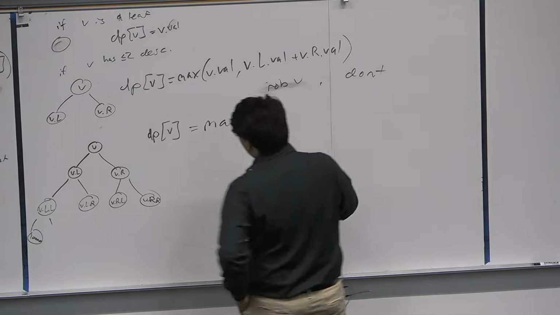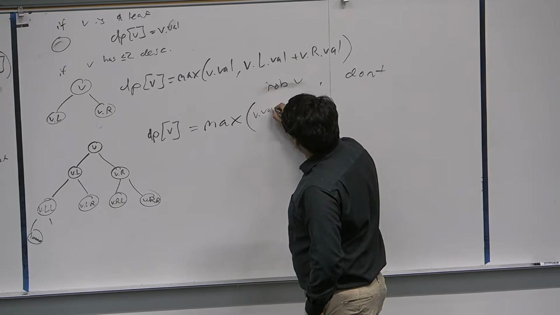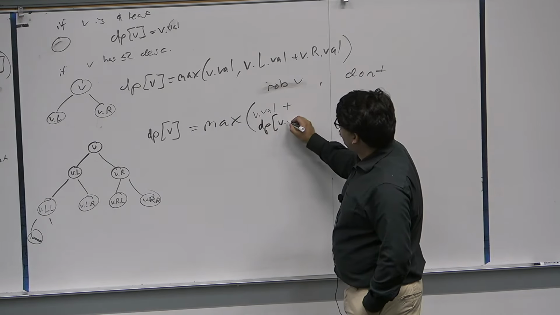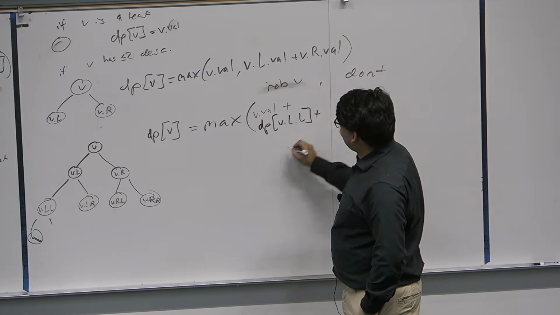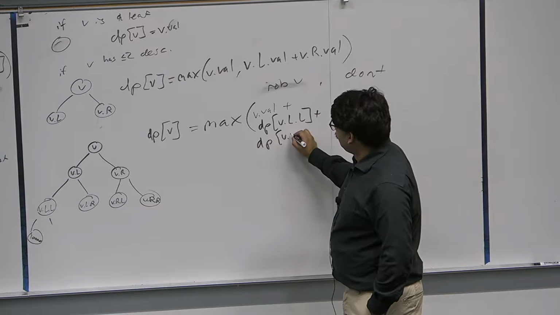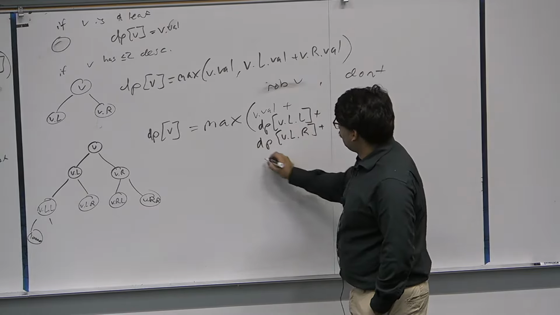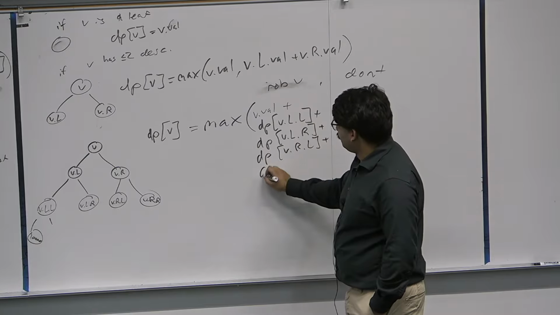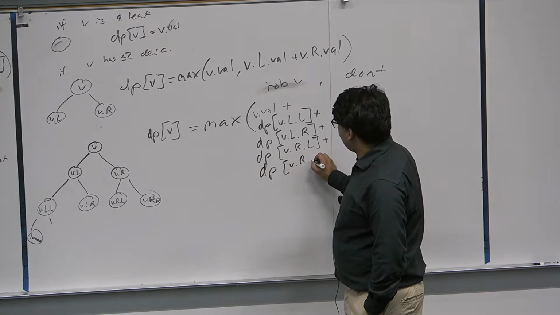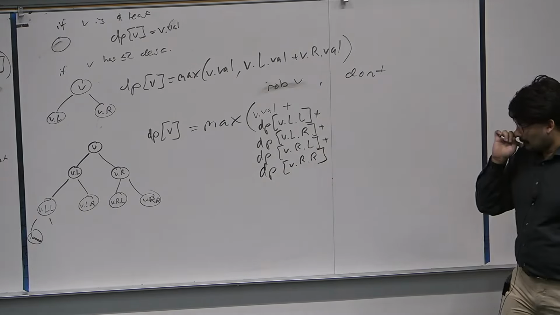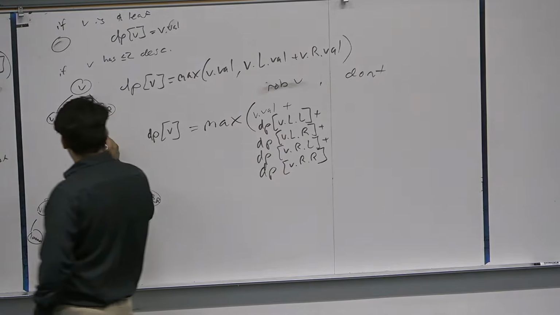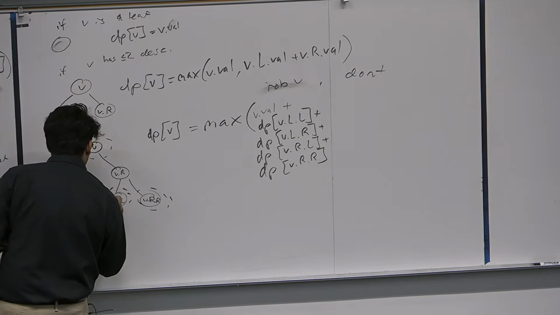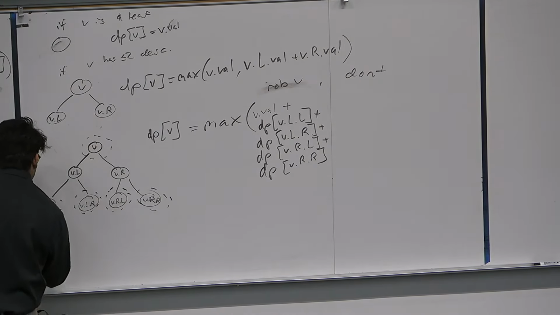So if you choose to rob V, this is going to be V.val plus dp, say it for me? V.L.L, plus dp of V.R, plus V.R.L, V.R.R. Okay, let's double check, is that right? So just to be clear, it's choosing this one and potentially choosing whatever these are going to be. Okay.